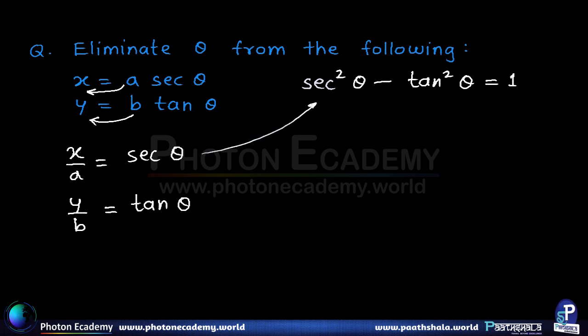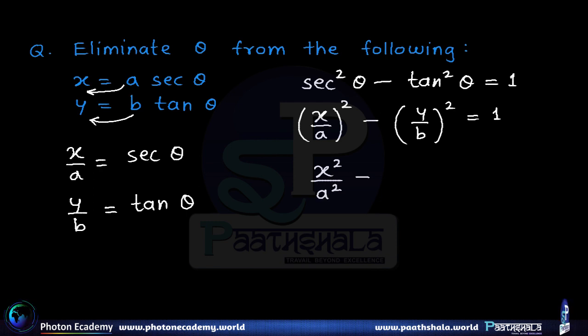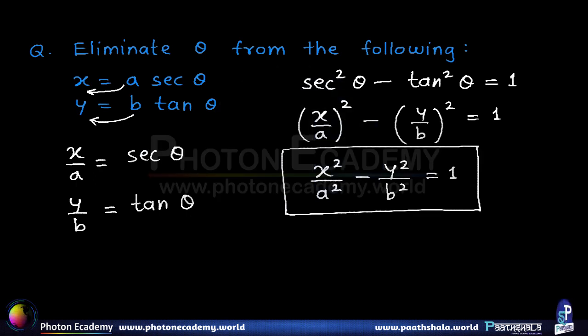So merely substituting the values of sec and tan in the identity shown here, we can write sec square theta minus tan square theta as x upon a the whole square minus y upon b the whole square is equal to 1. If you want, we can write the squares out: x square upon a square minus y square upon b square is equal to 1. So here we have obtained one relation in which theta is not present. So we have effectively eliminated theta.